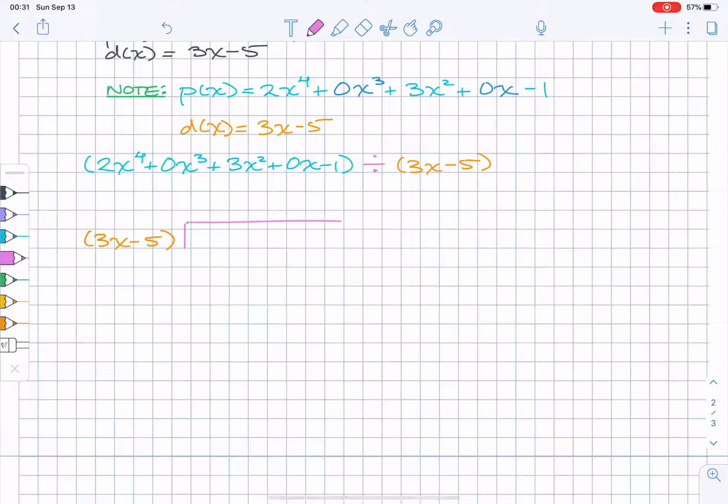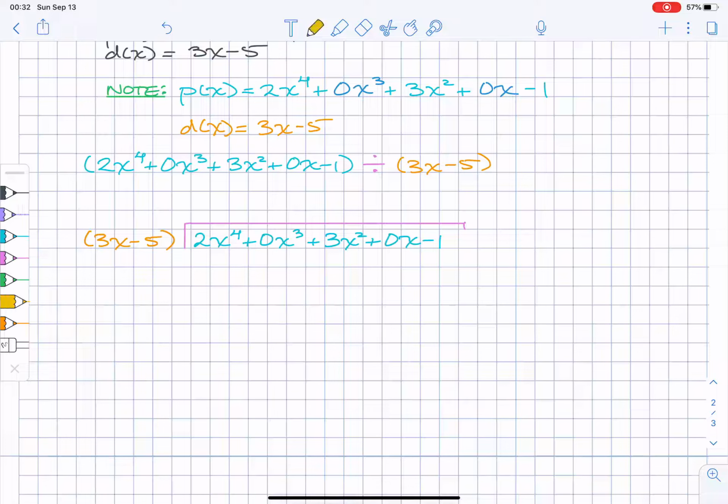Okay, so we're dividing into our quotient, which is going to be 2x to the fourth plus 0x cubed plus 3x squared plus 0x minus 1. Okay, so what do we get? I ask myself, what do I need to multiply 3x by in order to get 2x to the fourth?